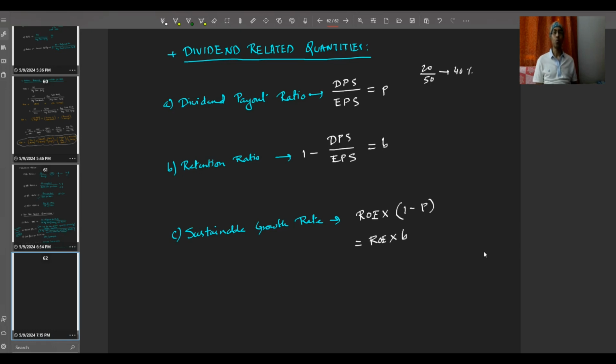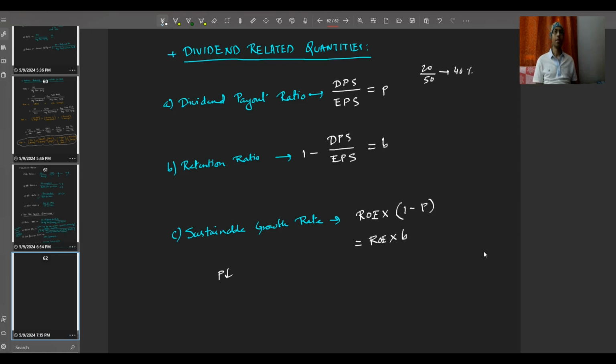Now, if a company is very new, its dividend payout ratio will be very low. For a new company, which means the sustainable growth rate can be very high.